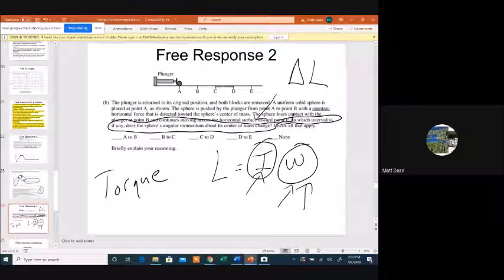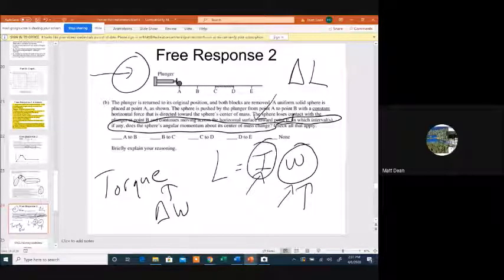So when there's a change in angular velocity, it's caused by a torque. So you've got to think during which one of these situations do you have an external torque. Notice this says the sphere is pushed by the plunger from A to B with a constant force directed toward the center. So that force is directed toward the center of mass. That's not going to be an external torque. So from A to B, no torque.